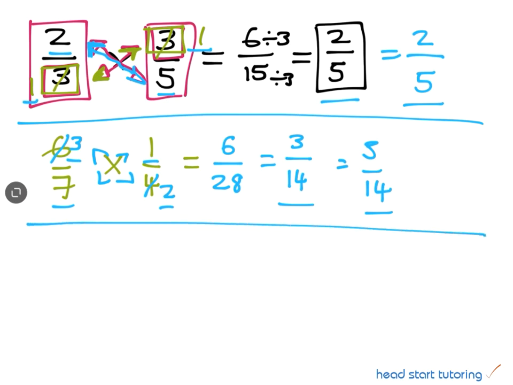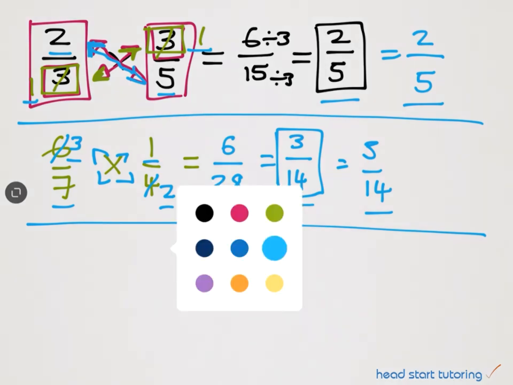So if cross cancelling looks quite easy to you, then please use that. If it looks a little bit complicated for now, then you can just times your numerators times your denominators, but then you must make sure that you simplify your answer, because you might get part marks taken off if you leave your answer unsimplified. So in time, you do need to get used to cross cancelling because it helps you hugely with your simplifying at the end.